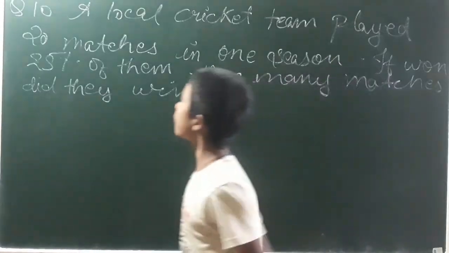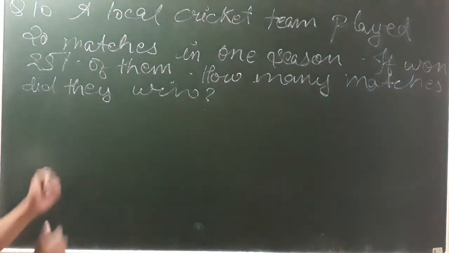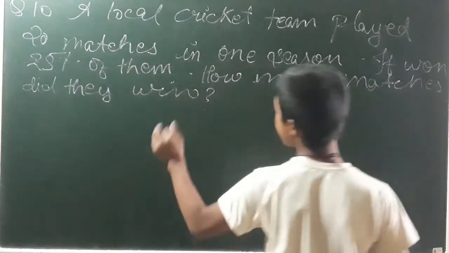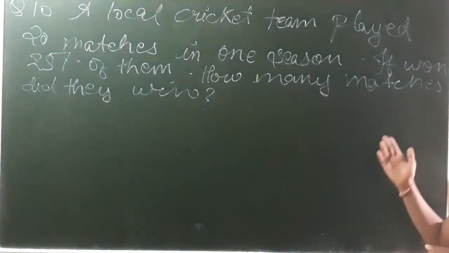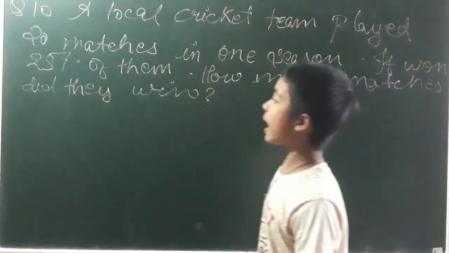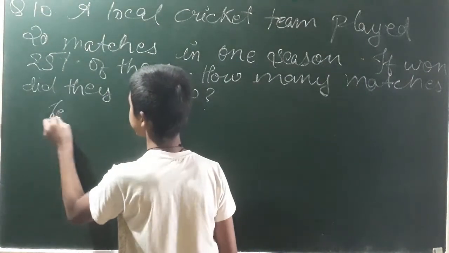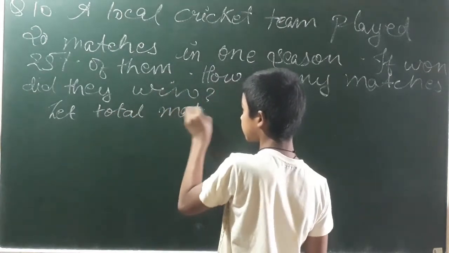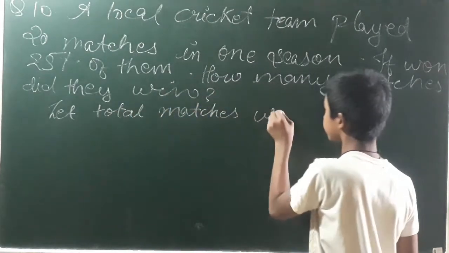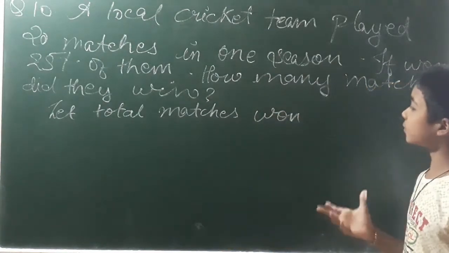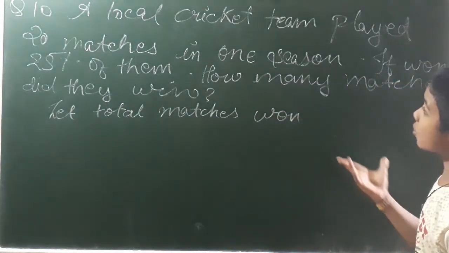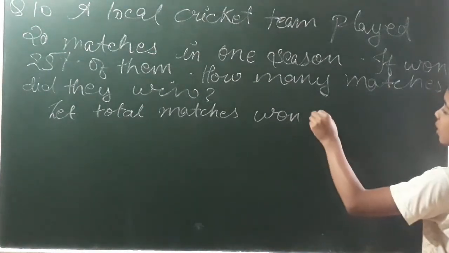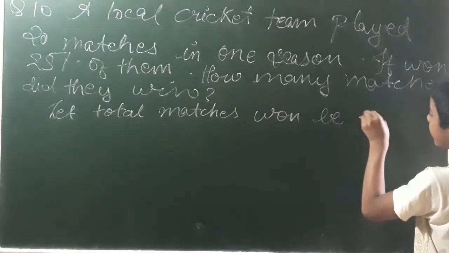Moving to the last question of exercise 8.2, 10th number. So friends, the last and final question of exercise 8.2, question number 10. A local cricket team played 20 matches in one season. If they won 25% of them, how many matches did they win? So we write, let total matches won be X. We will write, suppose that X.